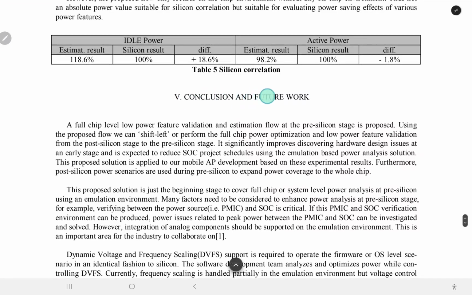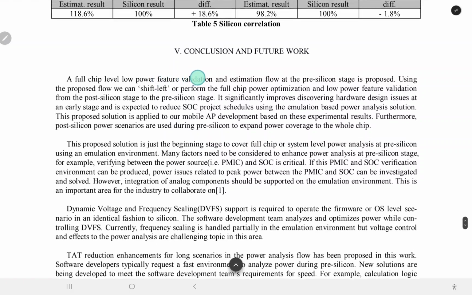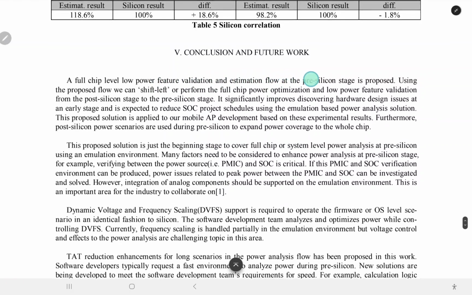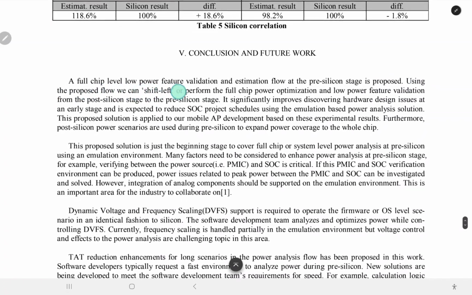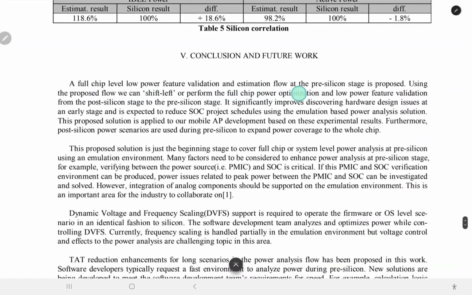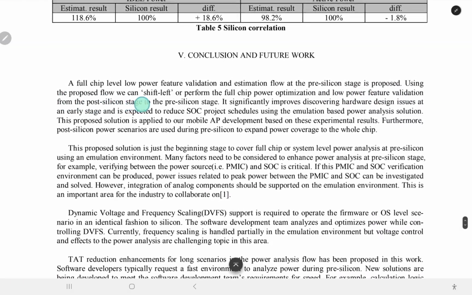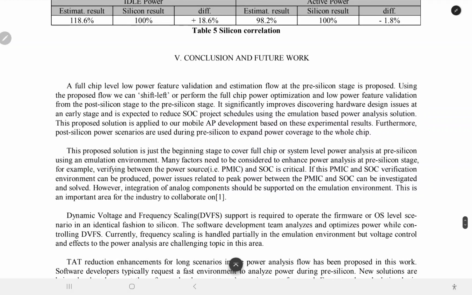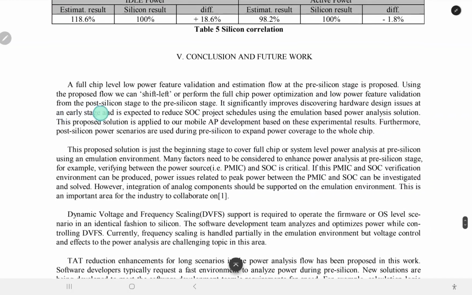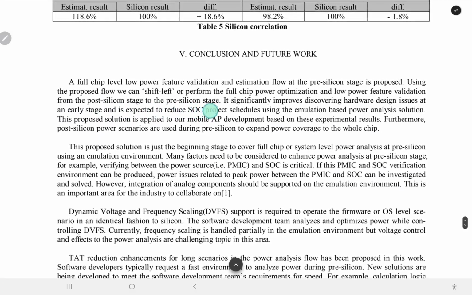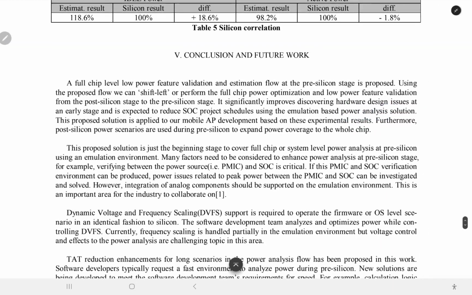5. Conclusion and future work. A full chip level low power feature validation and estimation flow at the pre-silicon stage is proposed. Using the proposed flow, we can shift left full chip power estimation and low power feature validation from the post-silicon stage to the pre-silicon stage, significantly improving discovery of hardware design issues at an early stage, and it is expected to reduce SoC project schedules using the emulation-based power analysis solution.